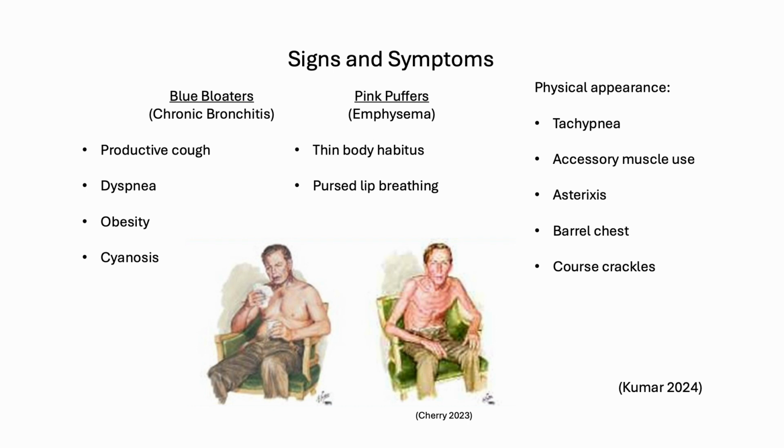For non-specific physical exam findings, we're looking at tachypnea, accessory muscle use, barrel-chested appearance, which is common secondary to hyperinflation, and upon auscultation, coarse crackles due to reopening of collapsed airways and the presence of mucus. In cases where hypercapnia is present, asterixis can also appear, which is a tremor of the arm.